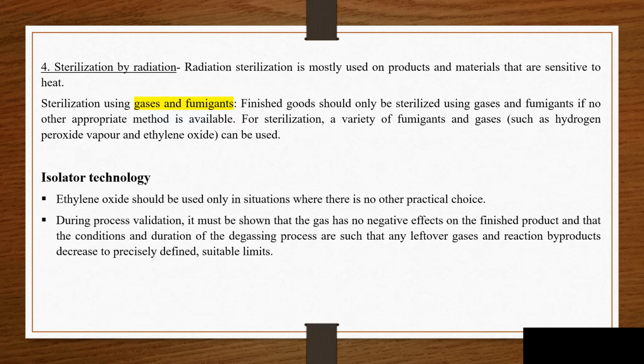Then we come on to sterilization by radiation, in which different types of gases and fumigants are being used. Fumigants are mainly used, for example, hydrogen peroxide vapors or ethylene oxide. Then we come on to isolator technology. Isolator technology is one of the major cleaning devices fitted inside the aseptic rooms for further removing different types of microbes that may be present.